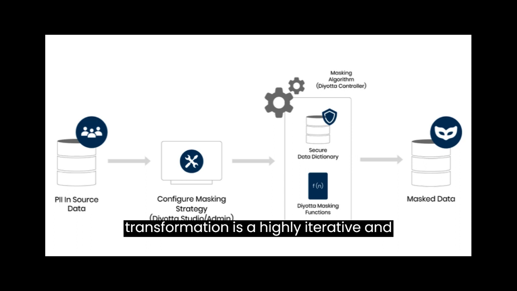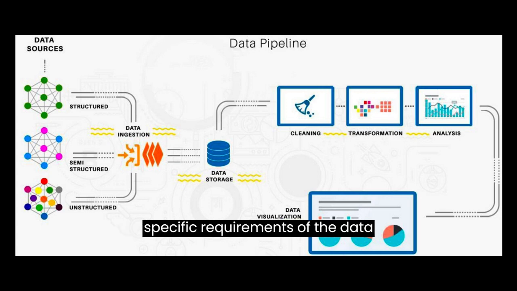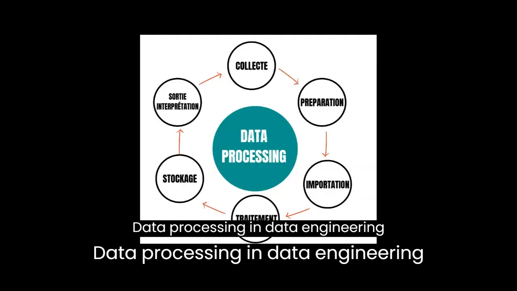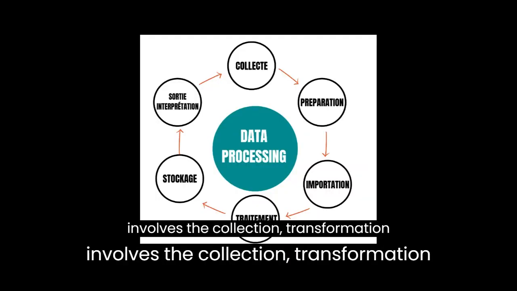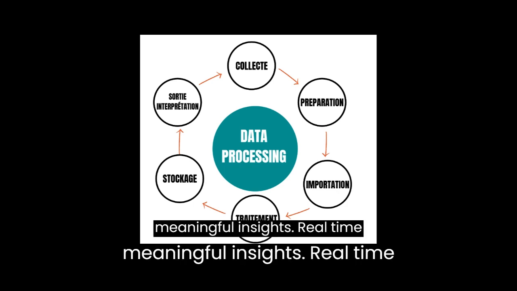Data transformation is a highly iterative and customizable process that depends on the specific requirements of the data pipeline and the analytical goals of the organization. It plays a critical role in ensuring that data is accurate, consistent, and ready for analysis by data scientists, analysts, and other stakeholders. Data processing in data engineering involves the collection, transformation, and analysis of data to extract meaningful insights.